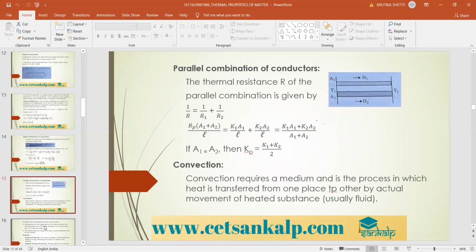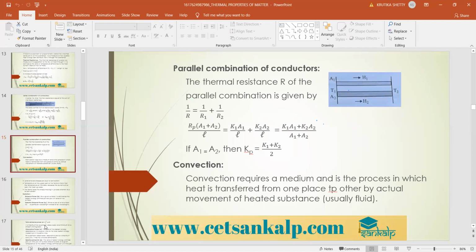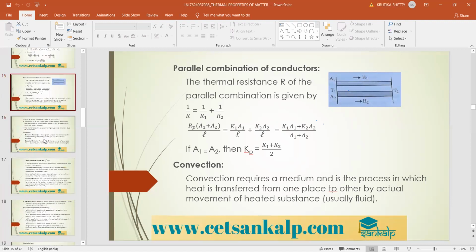Next we have the formula when the conductors are connected in parallel. Here you can see the formula is given by (K1 A1 plus K2 A2) divided by (A1 plus A2), where A1, A2 are the areas and K1, K2 are what? Thermal conductivity of those two conductors. Right. So this is regarding the thermal conductivity of a rod when it is connected in series and in parallel.